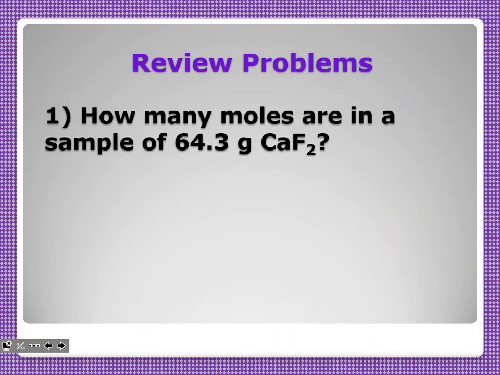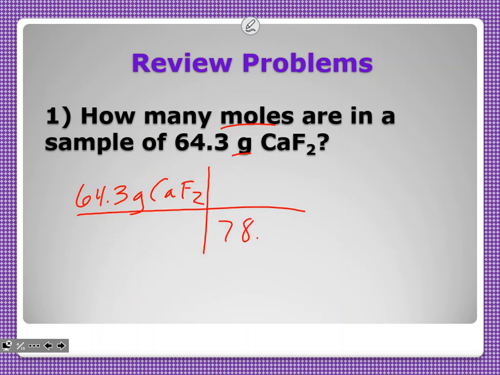Now, let's go over the review here. How many conversion steps is this one going to take? 1. How do we know that? It's just moles and grams here, so we know it's just going to take one easy step. 64.3 grams, calcium fluoride, molar mass, 78.08 grams. Is that what you got? Yeah. Because we're all rounding to 2 decimal places, so we all have the same molar masses here. That equals 1 mole.